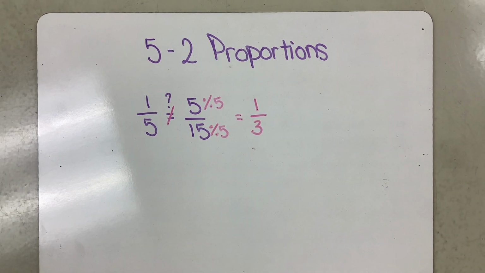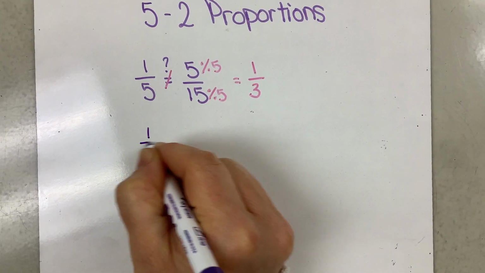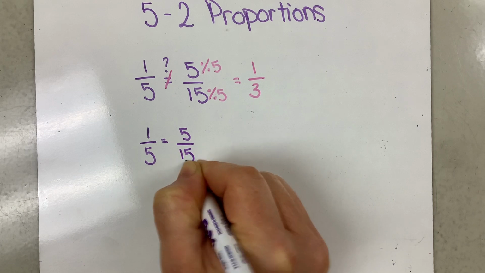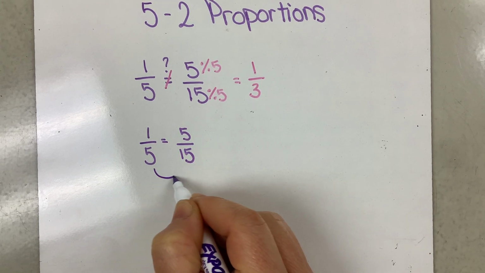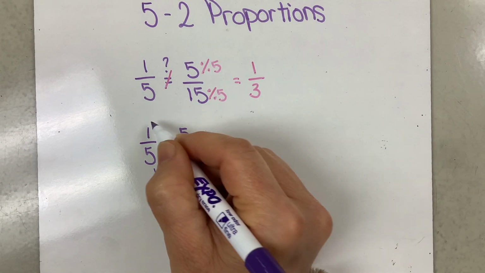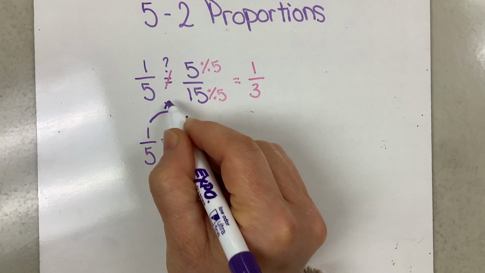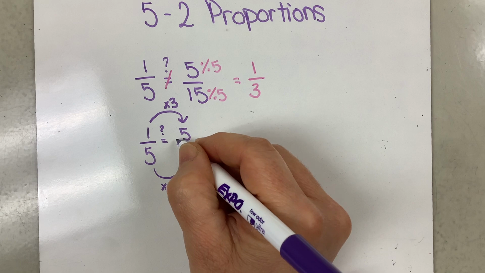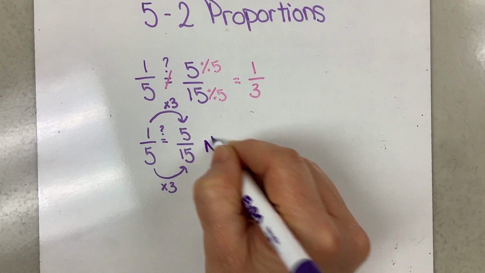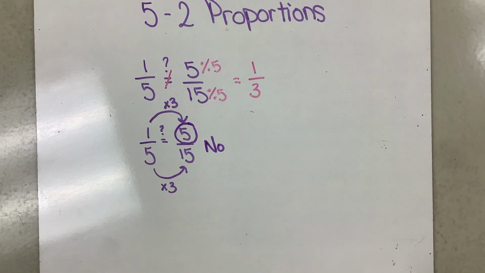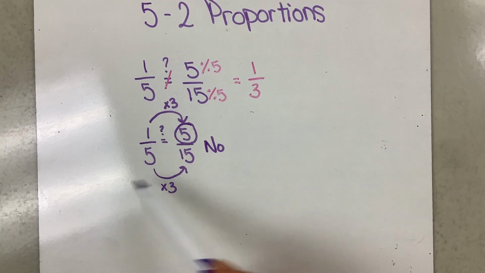Okay. You could also try this method. So 1/5 equals 5/15. Right. Now, I know 5 times 3 gave me 15. Whatever I do to the bottom, I should be doing to the top. So 1 times 3 should have given me a 3. So this is not a proportion, okay, because this is a 5 and it should have been a 3. Okay? Sometimes though, they don't work out as nicely.